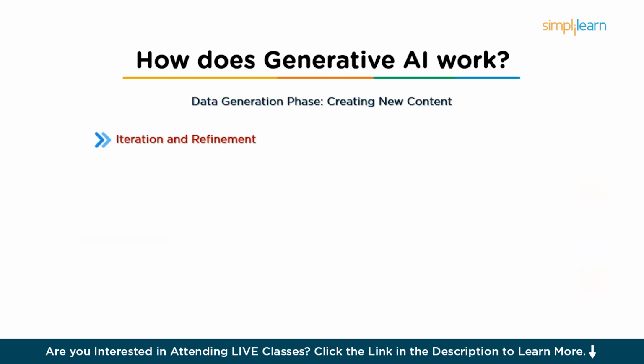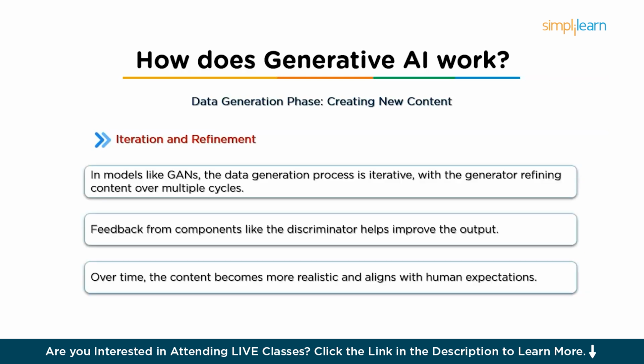And then comes iteration and refinement. In some cases, especially with models like GANs, the data generation process is iterative. The generator produces an initial version of the content, and then it is refined over multiple cycles. Each cycle uses feedback from other components of the model to improve the output. Over time, the generated content becomes closer to what humans would expect in terms of quality and realism.